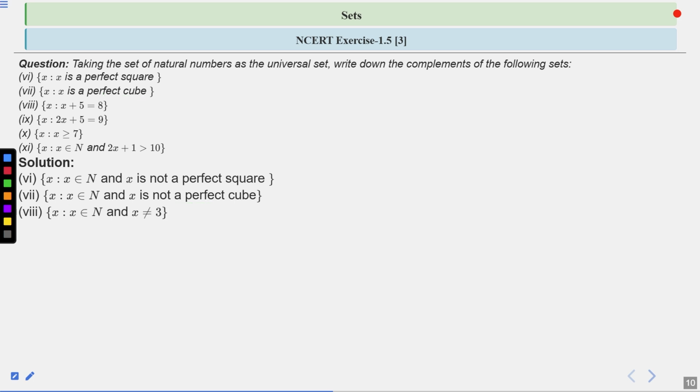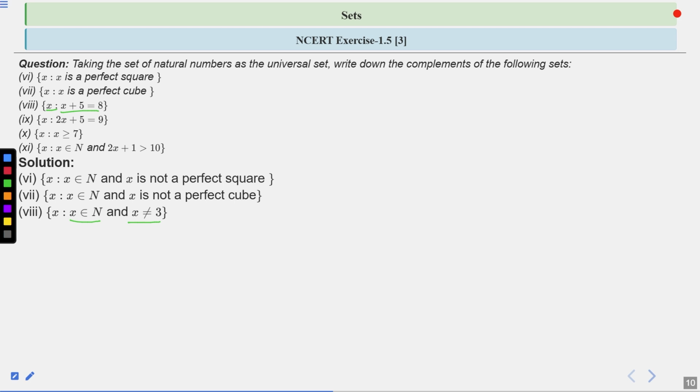For eighth, here we are collecting what? All natural numbers satisfying x plus 5 is equal to 8, meaning 3. 3 is the only natural number satisfying your equation. But in the complement, you are collecting what? All natural numbers except 3. So, the collection of all natural numbers except 3. Clear?